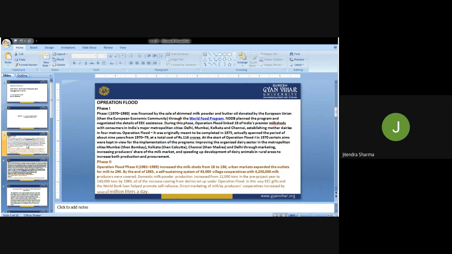At the start of Operation Flood in 1970, certain aims were kept in view for implementation of the program: improving the organized dairy sector in metropolitan cities, Mumbai, then known as Bombay, Kolkata, then Calcutta, Chennai, then Madras, and Delhi, through marketing; increasing producers' share of the milk market; and speeding up development of dairy animals in rural areas to increase both production and procurement. Because the cross-breeding program was initially started in those days, the focus was on 18 major districts and major milk producers, and milk sheds were created in the first phase. 116 crore rupees was spent in that tenure of 9 to 10 years.